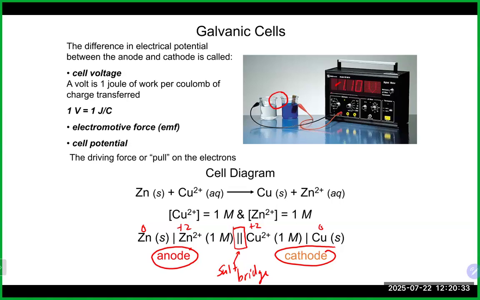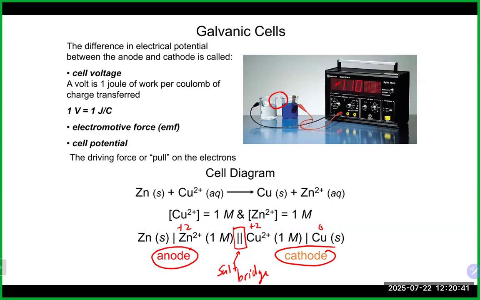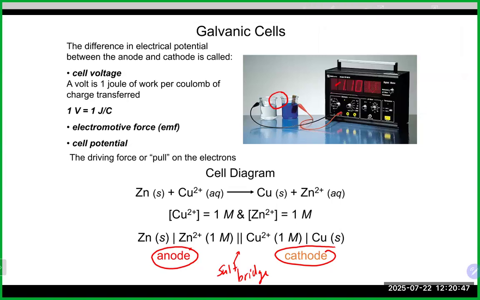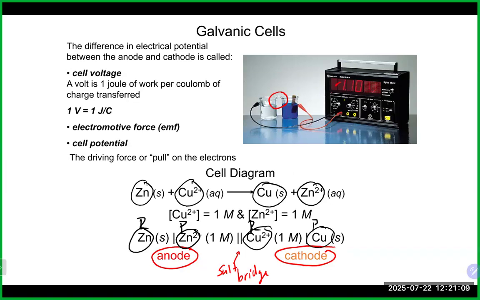How do you turn your cell diagram into an equation? Typically, when you look at a cell diagram, it is reactant followed by product, reactant followed by product. If you turn it into an equation, as you can see here, zinc is the reactant, zinc with a +2 is the product, copper with a +2 is the reactant, and copper with no charge is the product. So again, that is typically how you can turn that into an actual equation.